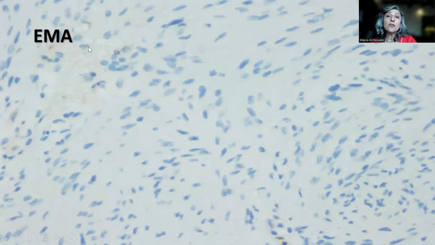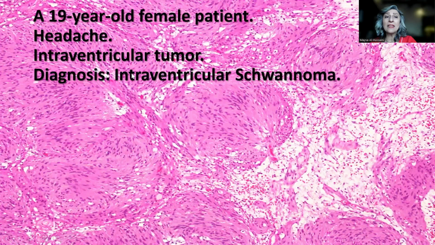Now, because of the differential diagnosis of just possible ependymoma, EMA was ordered and it was completely negative.